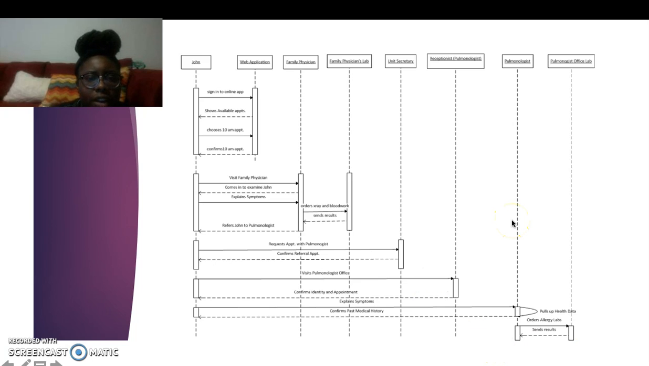These first two diagrams weren't hard at all for me to complete. I didn't have really any issues with the use case diagram, aside from the fact that I didn't add the receptionist at the pulmonologist's office to the use case diagram in my initial draft, but later went back and added her because she is the one who confirms John's identity and his appointment, and he doesn't do it himself.